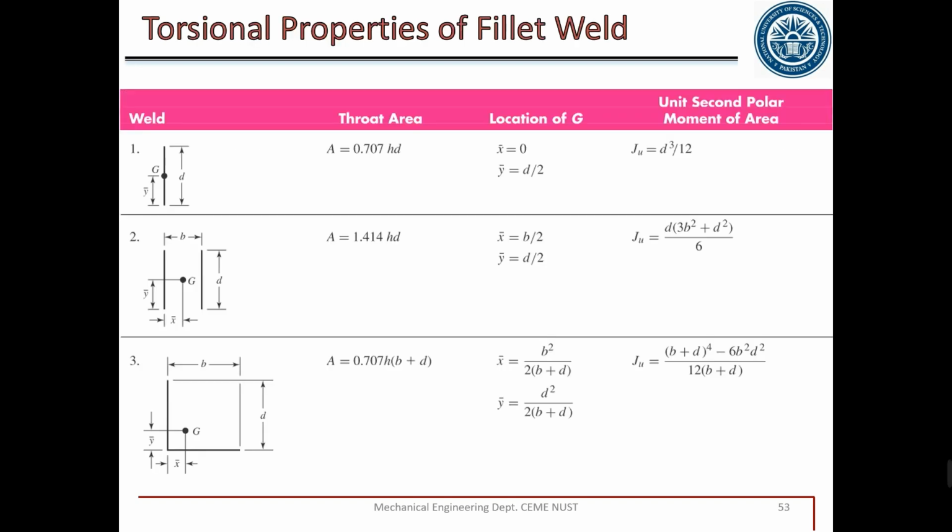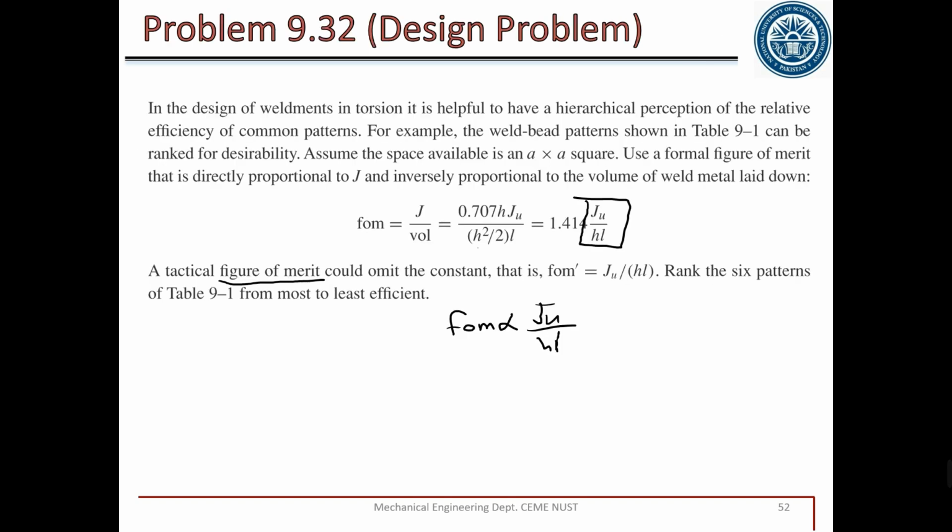The equation that we have to use is Ju by HL. We have Ju. Substitute. One thing I missed: they have told us that there is a space of area A cross A, a square of A cross A. For this A cross A square, which is the best option of weld that we can use?